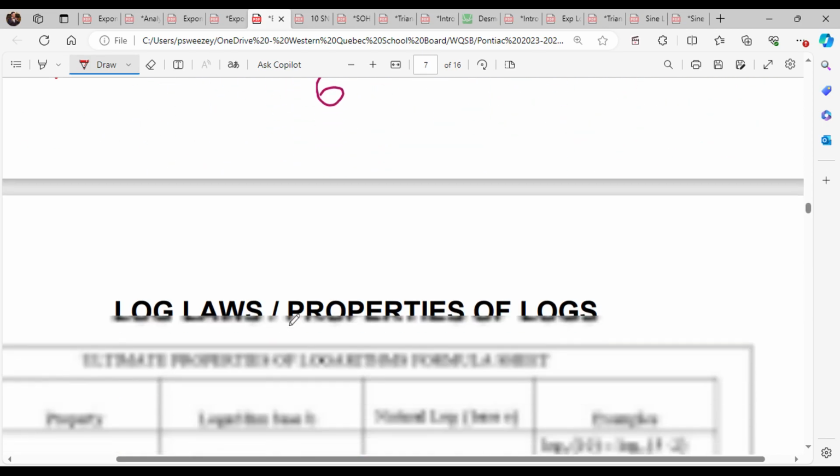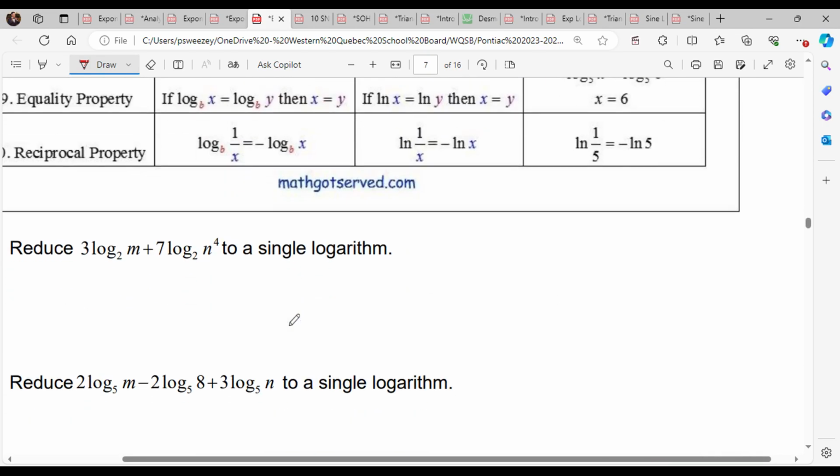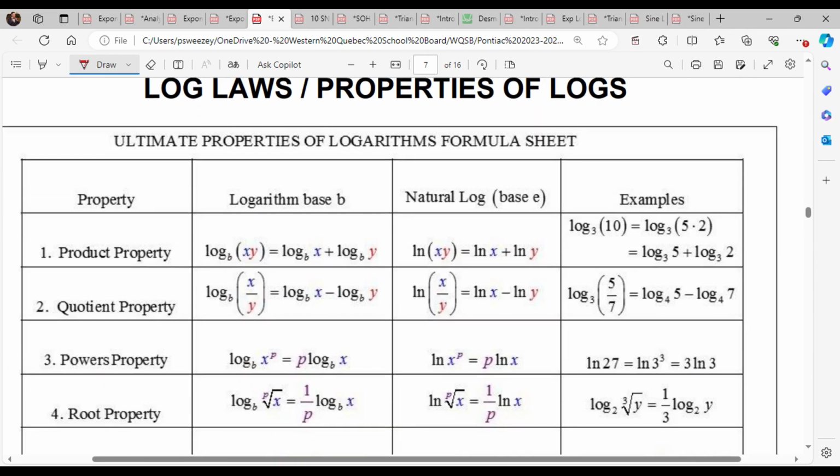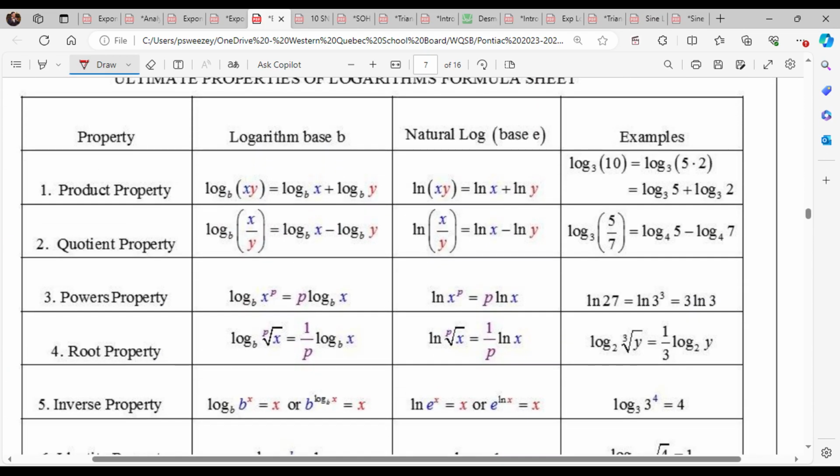The next thing we'll get into will be further reducing these guys based on these laws and rules. So this sheet here is going to be ready for you. We'll start with this guy next time.